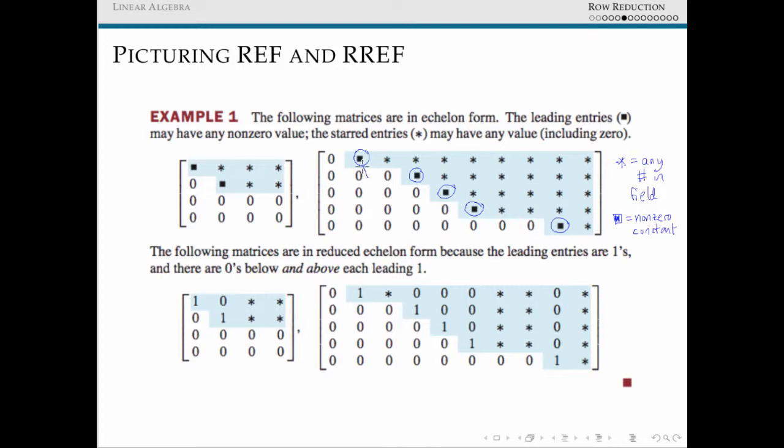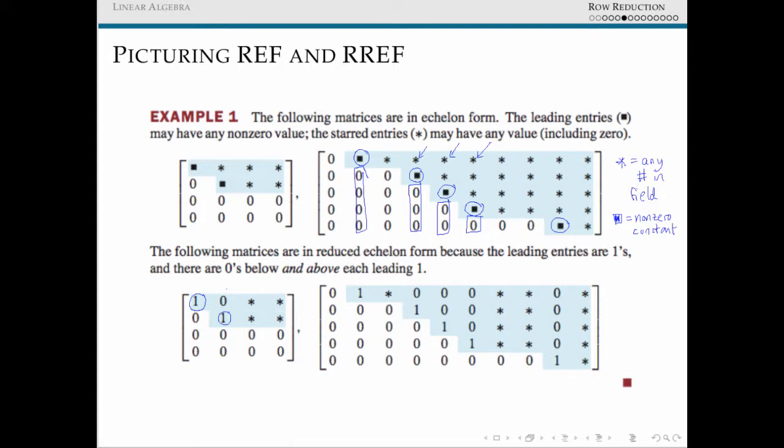And all of the entries below a leading entry or a leading term have to be 0, but in row echelon form we don't actually require that these entries up here be forced to be 0. In reduced echelon form, however, we require our leading entries to all be 1s. So whatever matrix was here originally, each of these two rows were scaled to have the first term be 1, and then whatever term remained here was canceled out with addition of a multiple of this row to row 1.